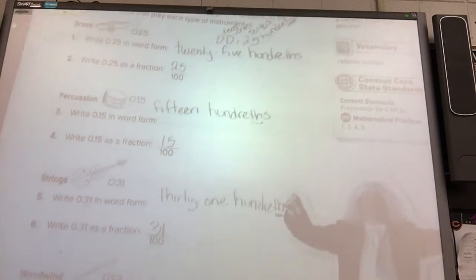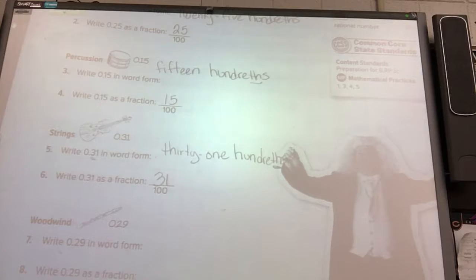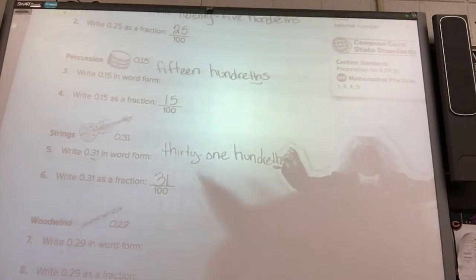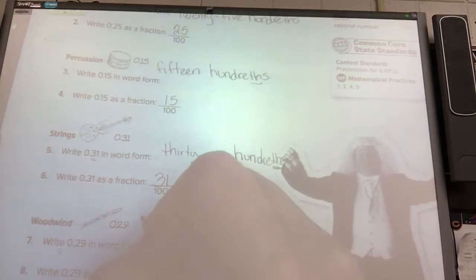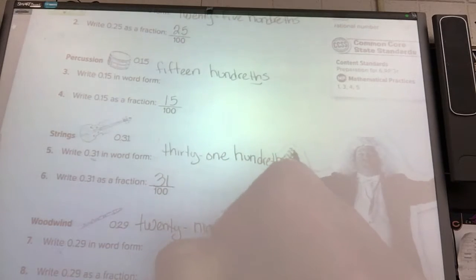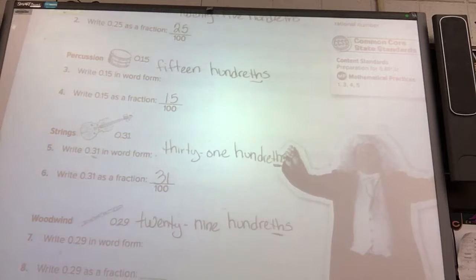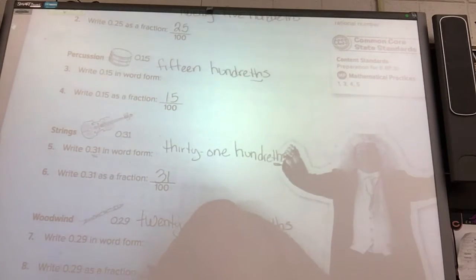All right, our woodwinds are 0.29. 0.29 in word form would be what? Good. 29 hundredths. Again, that TH being the key that it's to the right of the decimal. How would we write it? 29 over 100.